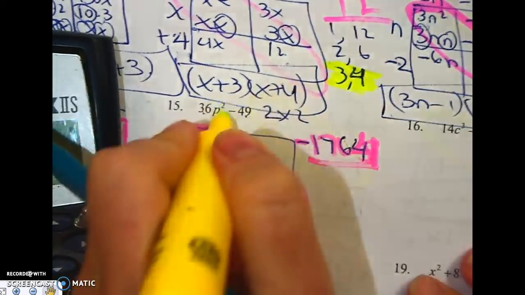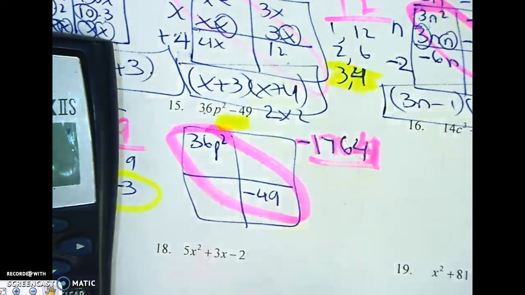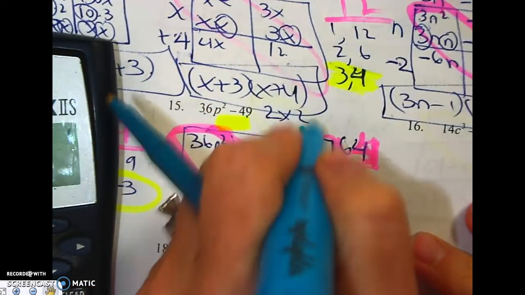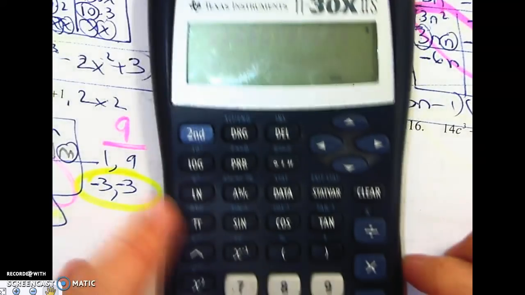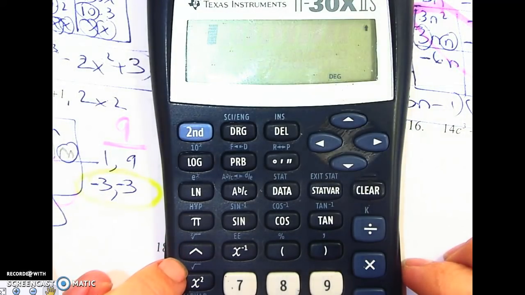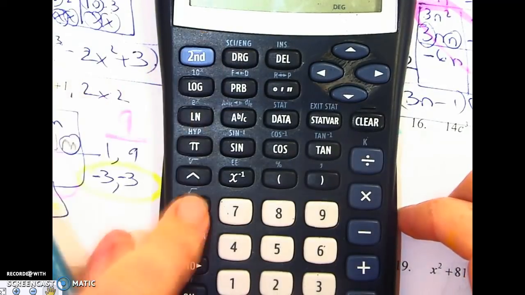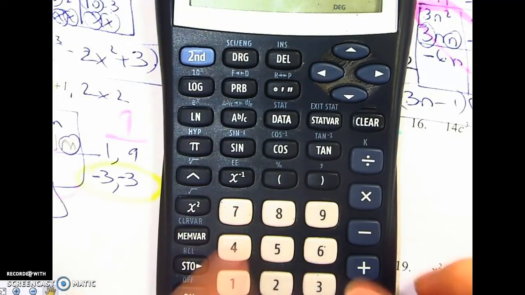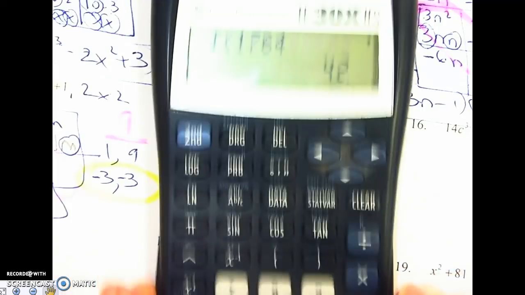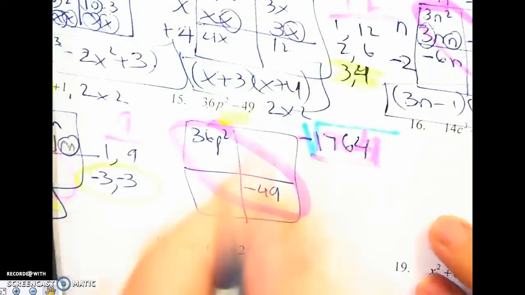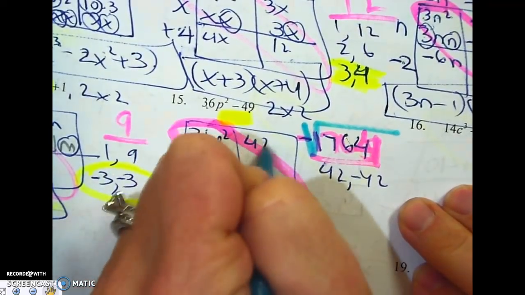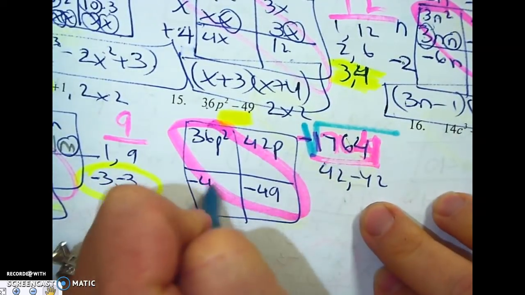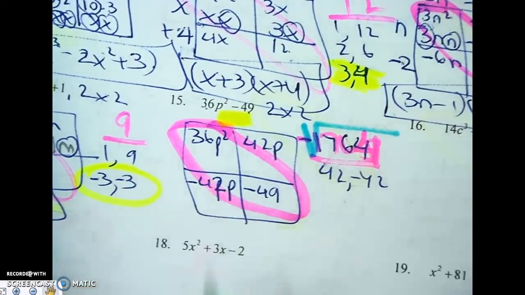You don't have a center. If you don't have a center, you've got a square root of 1764. So you're going to clear it, and the square root button is right there underneath the squared. So I'm going to go second squared of 1764, and boom, my answer is 42. So that means 42, negative 42. I'll put the positive with the positive, and the negative with the negative.